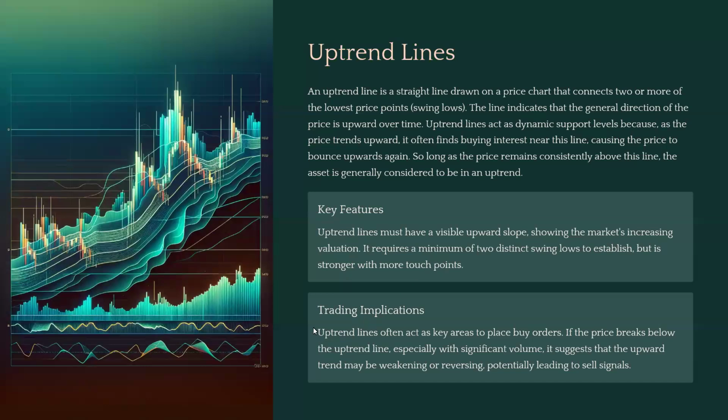Okay, so an upward trend line often acts as the area to place buying orders. If the price breaks below the uptrend line, especially with significant volume, it suggests that the upward trend may be weakening or reversing, potentially leading to sell signals.